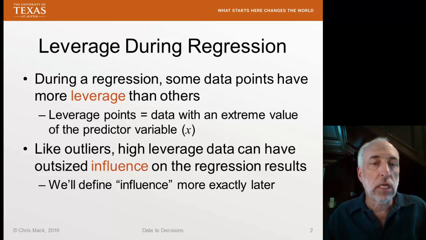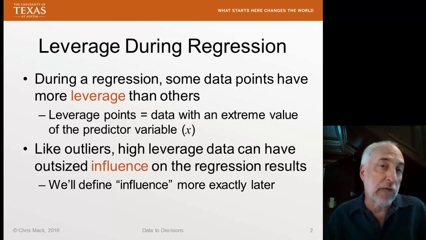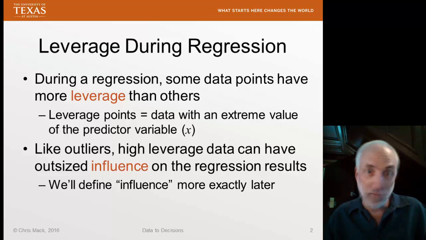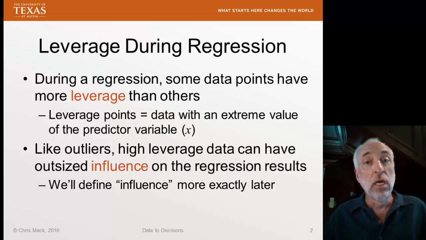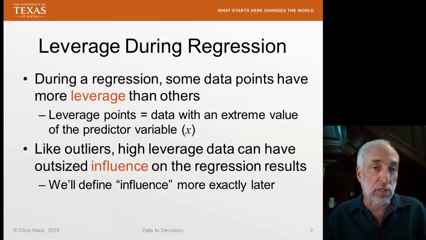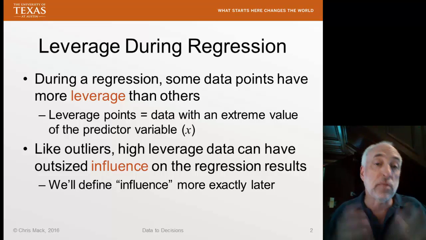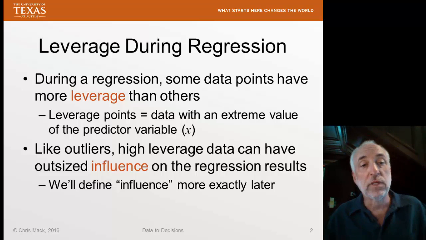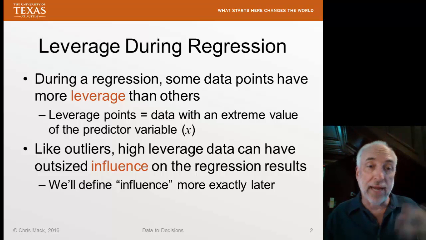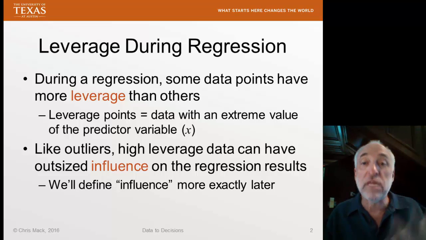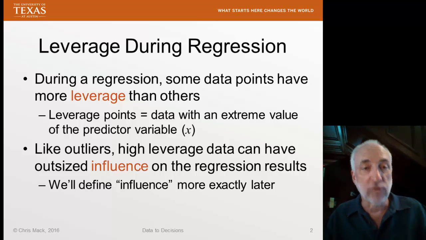Now, in the last few lectures, we talked about outliers. We saw that since we frequently use non-robust estimators for mean, standard deviation, and regression, like ordinary least squares regression, an outlier can have a huge influence on regression results. It can pull the whole regression model way away from the rest of the data because of the influence of that one outlier. Well, outliers are data points that have extreme values in y, the response variable.